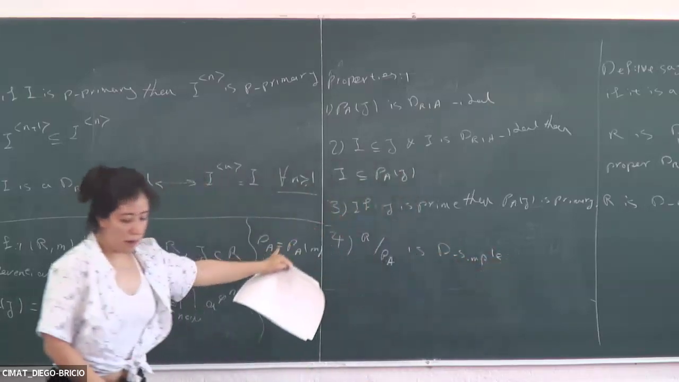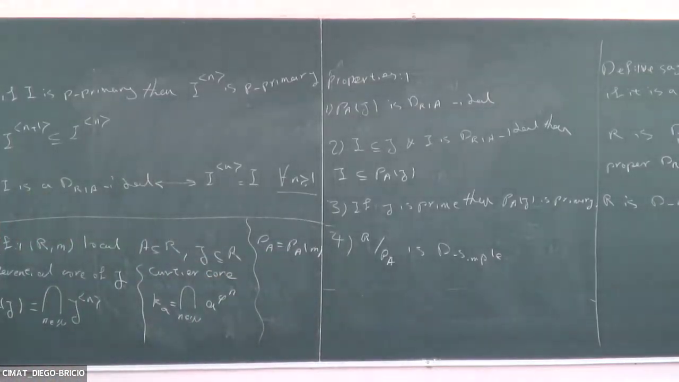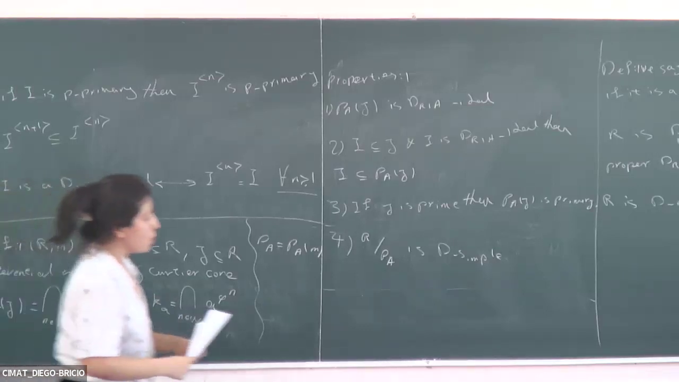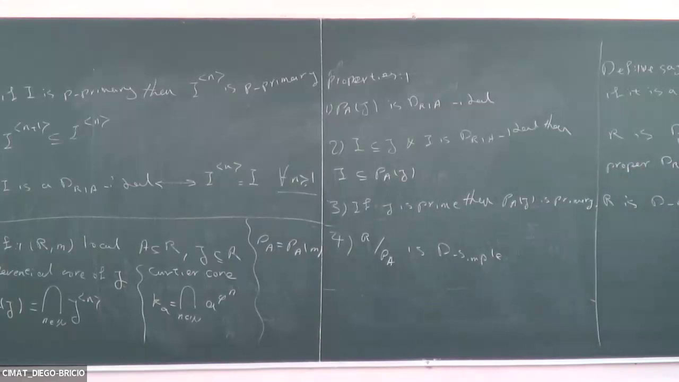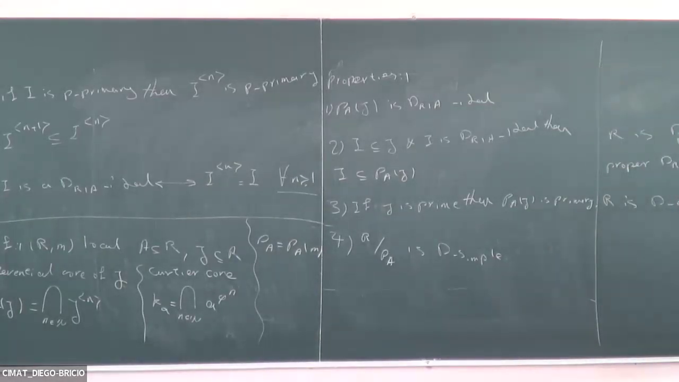I wanted to prove these properties, but before that, I should mention that you can see the similarity between the Cartier core and the differential core. So this says that P is the largest ideal containing J.